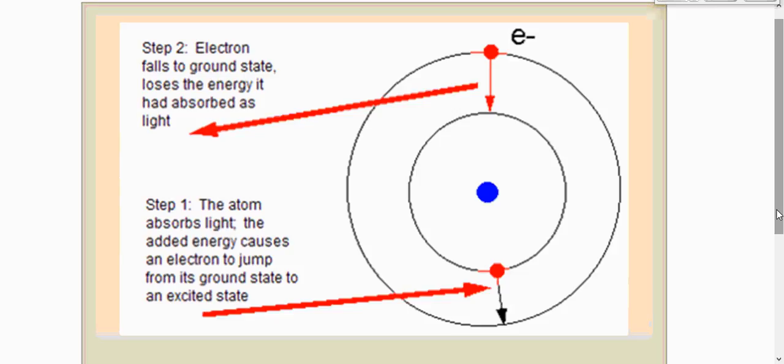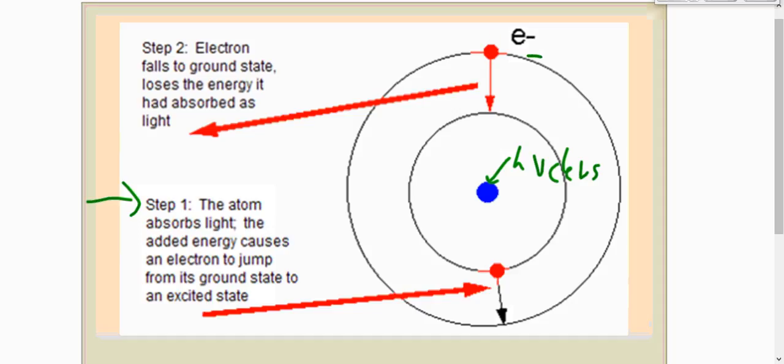Here's a maybe cleaner version of what I was trying to draw, a simplified version. It doesn't have everything that I was talking about. But if we look here at step 1, okay, again, this is the nucleus, this blue thing, and you've got an electron. If the atom absorbs energy, okay, not just light, but the added energy causes electrons to jump from a ground state to an excited state. And this one just has it from one energy level to another.